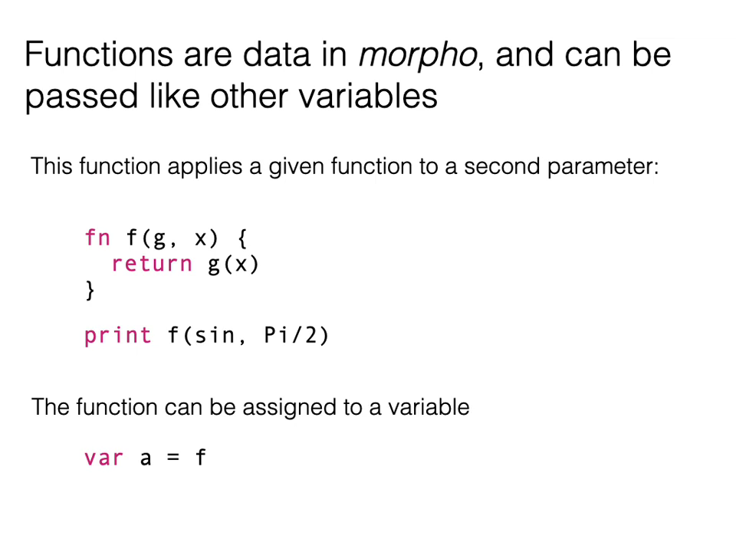A very helpful feature is that functions are data in Morpho, they're objects themselves, and we can pass them around like other variables. So this function here takes a parameter g and then calls g with the second argument x and returns the value. So if we call f with sine and pi over 2, that will compute the sine of pi over 2. We could also assign functions to variables and manipulate them like any other object.